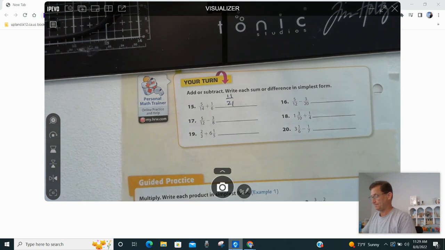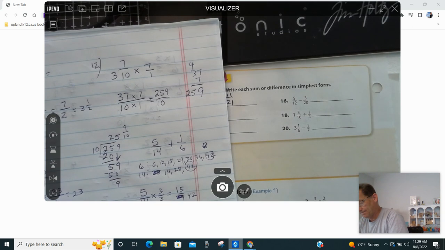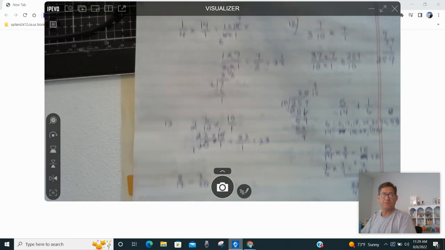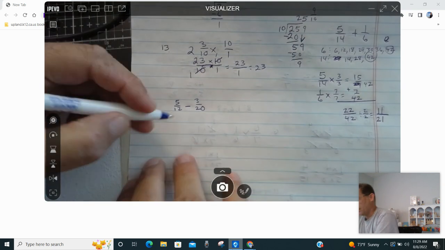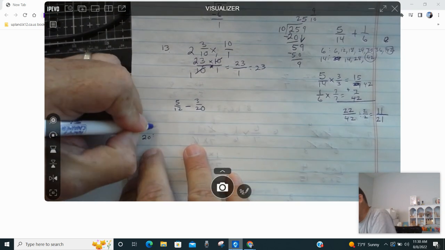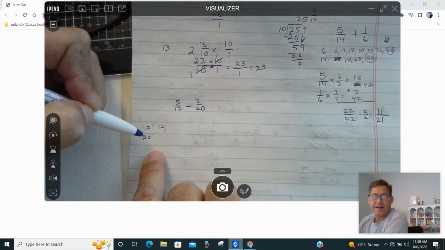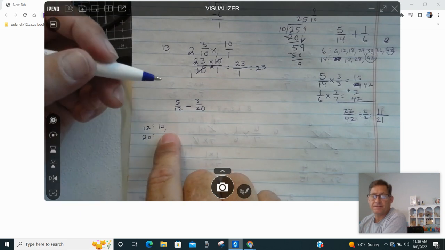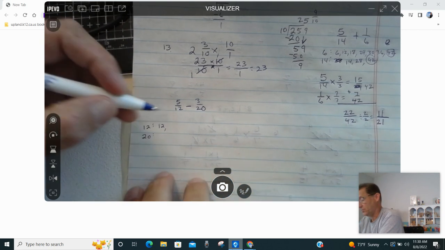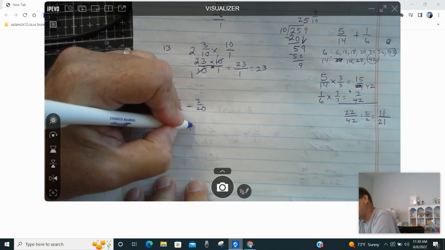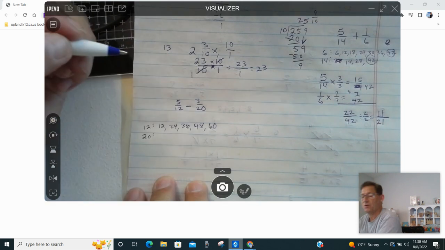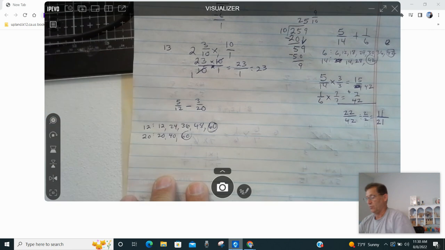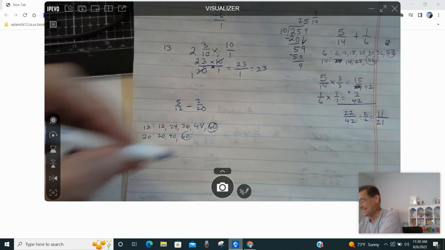Okay, 16. 5/12 minus 3/20. 5/12 minus 3/20. So let's find the least common multiple. Now I'm going to start with the 12 because I know that the multiples of 20 will have to end in a 0. So I'm going to try to find a number that's a multiple of 12 that ends in a 0. So 12, 24, 36, 48, 60. Okay, so 12 times 5, right, is 60. So 20, 40, 60. So we're going to turn 5/12 and 3/20 into 60ths.